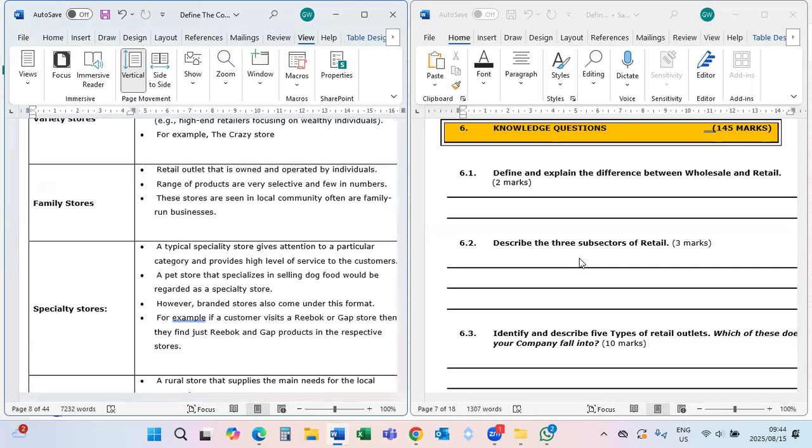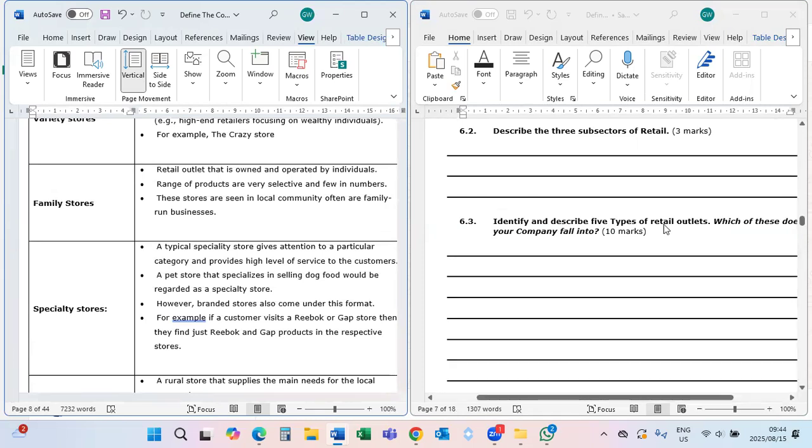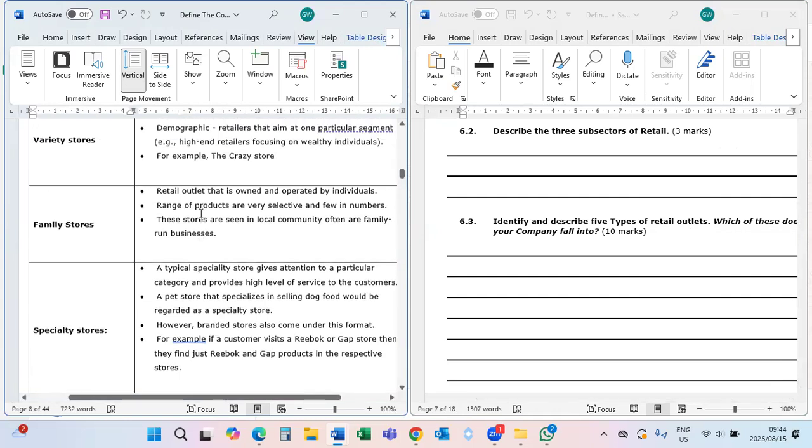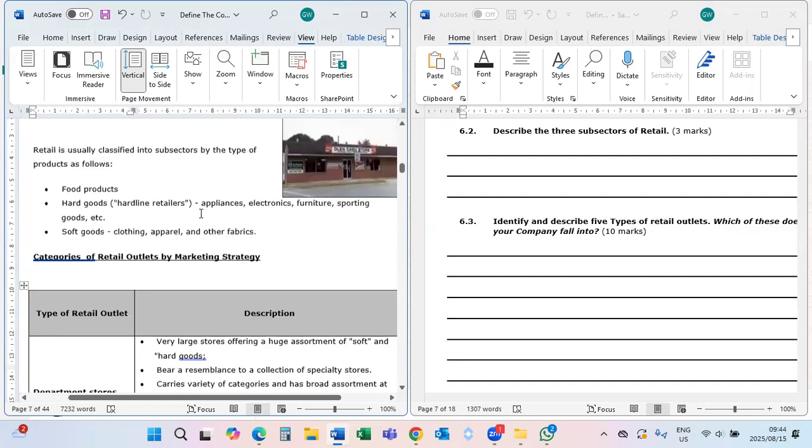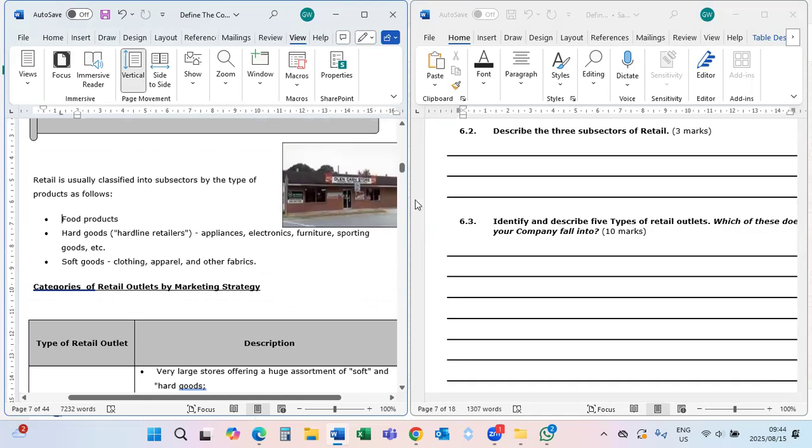Okay. Identify and describe 5 types of retail outlets. Okay. So here again, you can add another 5 inside here. The 3 subsectors, let's just have a look at the subsectors. So subsectors are food products. Sorry, I apologize. The subsectors on question 6.2: food products, hard goods, and soft goods. You just need to list those over here.